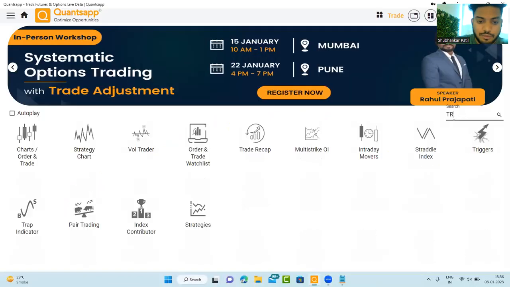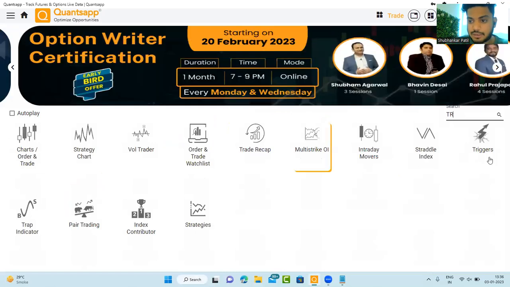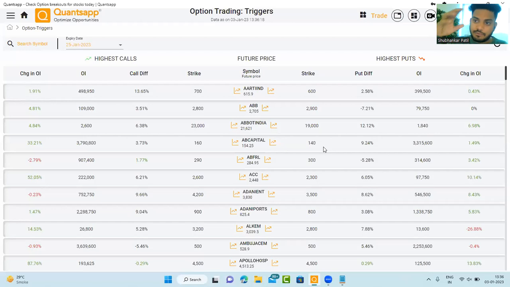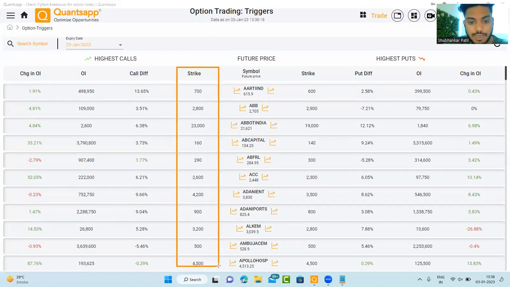So this is the thing you need to catch, and how you would catch it is, there is a tool named Triggers in Quantsapp. This tool will help you find all those stocks where a big move might get triggered, like the call difference. Let me explain this tool quickly. It is showing you where the highest call strike is placed.